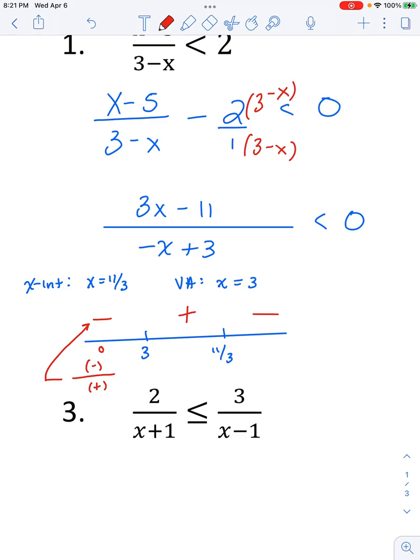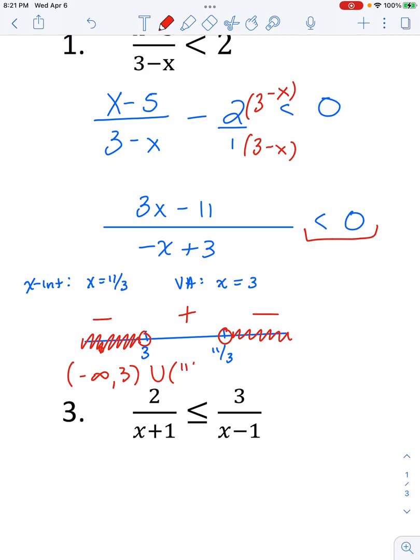And once you determine what one sign is, because the multiplicities were odd for the vertical asymptote and the x-intercept, we just know they would change signs after that. So minus to plus, and then plus to minus. Then like before, depending on your inequality, if it's less than like this, we'd shade all the negative portions. It's not equal to, so open. And then write the solutions in interval notation. Negative infinity to 3 and 11/3 to infinity. So the last part is nothing new from the last couple chapters.